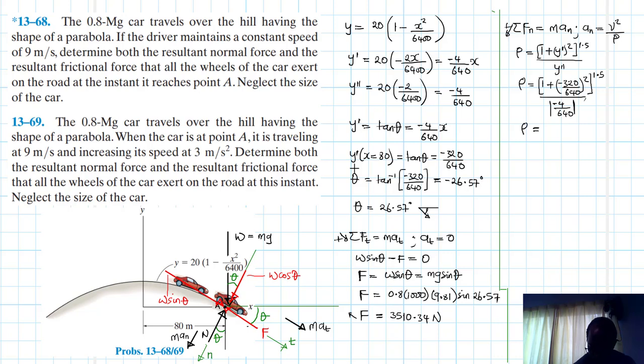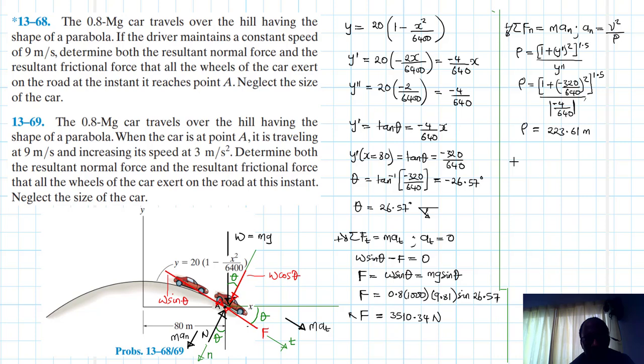Okay, so our radius of curvature is 223.61 meters. So 1 plus 0.5 squared to the power 1.5 divided by 4 divided by 640 is 223.61.